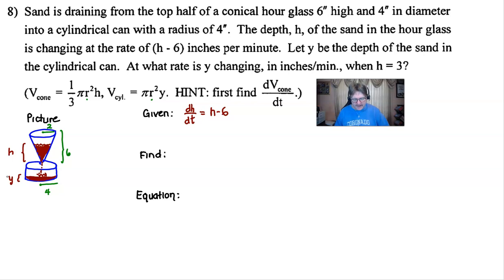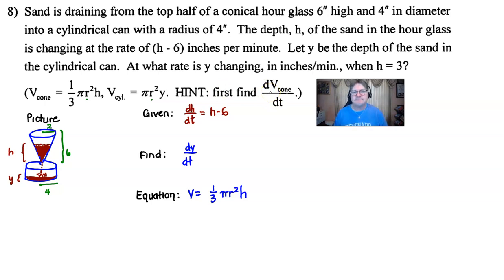What are we trying to find? Of course, at what rate is y changing? And so that's certainly going to be dy dt. And yes, your equations are already up there, of course. And I want to start with this idea of the cone, volume equal 1/3 pi r squared h. And the problem kind of gives us a hint here. It says, first find the derivative of the volume of the cone.